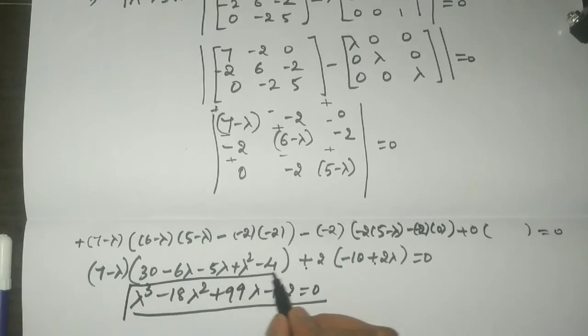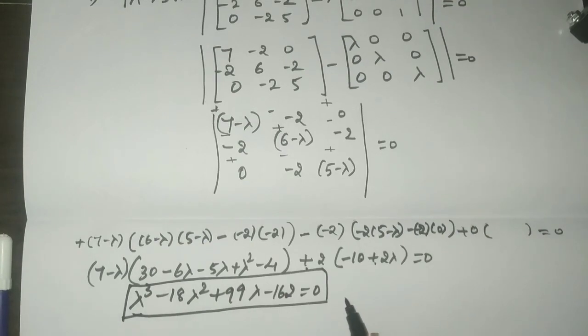So we have got a cubic equation. Why? Because we have a 3 cross 3 matrix, you will have a cubic equation here.